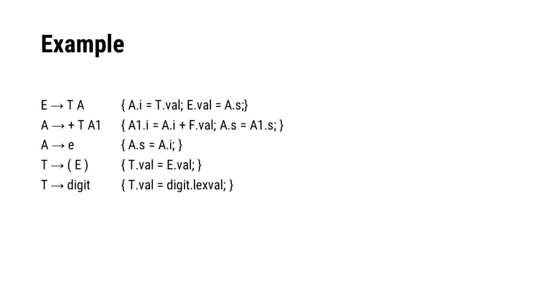T.val equals E.val for the fourth production. T.val is taking its value from the child, which is satisfied. T.val equals digit.lexval for the last production. T.val is again synthesized. So all the productions satisfy either as synthesized attributes or inherited attributes, restricted to not taking values from the right siblings. So all the productions satisfy this, and you can conclude this example is an L attributed SDT.